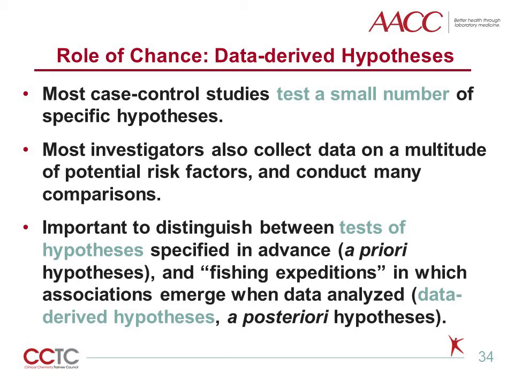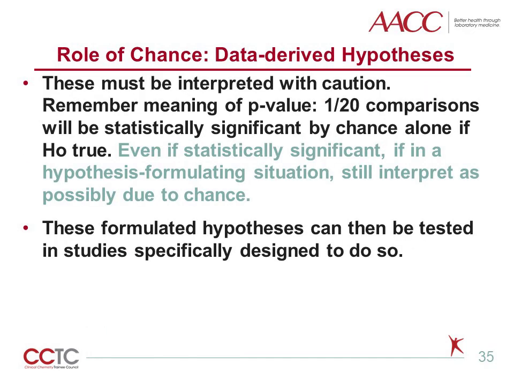So it's very important to distinguish between tests of hypotheses, where those hypotheses were specified in advance, a priori hypotheses, and fishing expeditions, in which you just analyze your data and you see what pops out. How associations emerge when the data are analyzed, called data-derived hypotheses or a posteriori hypotheses. A priori or a posteriori hypotheses, they're different. They're different in the way that we must consider the interpretation of the findings. And data-derived hypotheses have to be interpreted with caution.